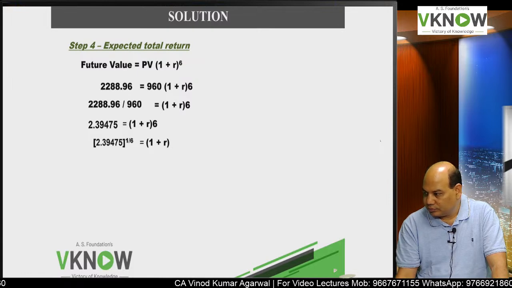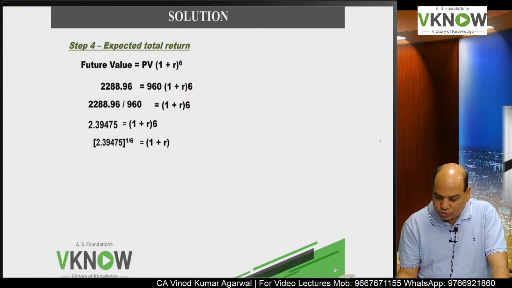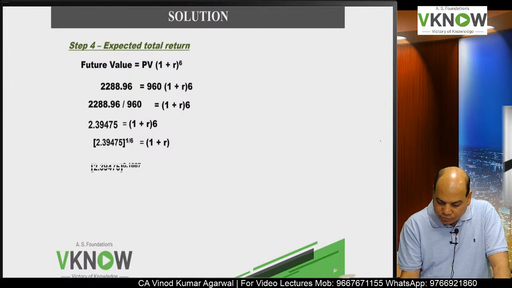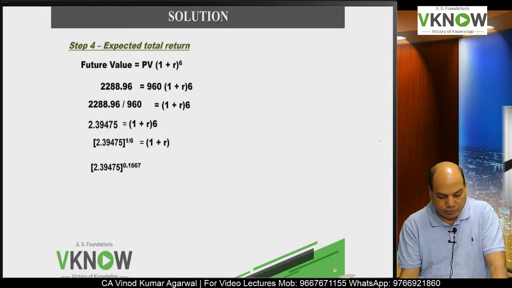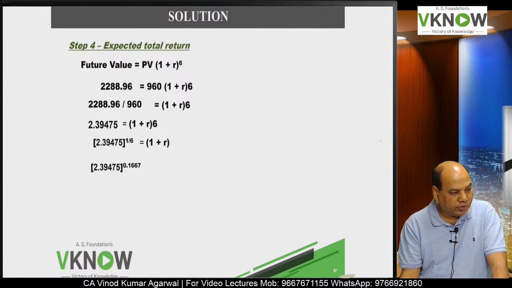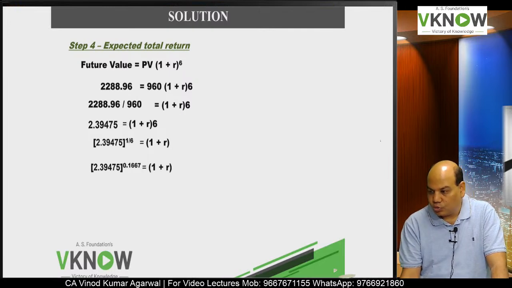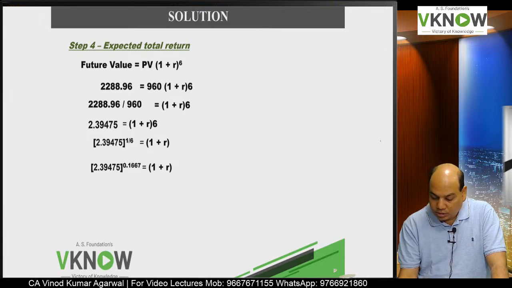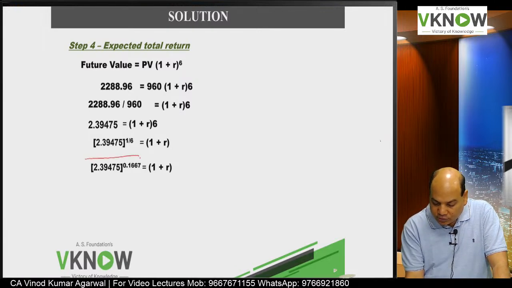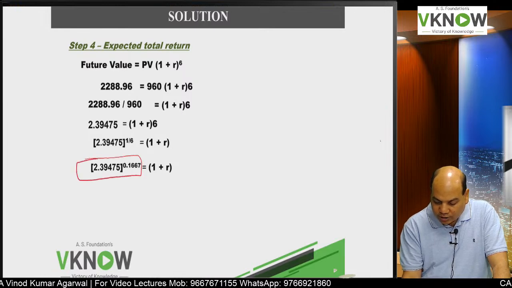Okay, solve. How will you solve this part? First simplify that. 1 by 6 means 0.1667. 1 by 6 means 0.1667 is equal to 1 plus r. Got it? In your earlier lecture 1 and 2, I have told you how to crack this.